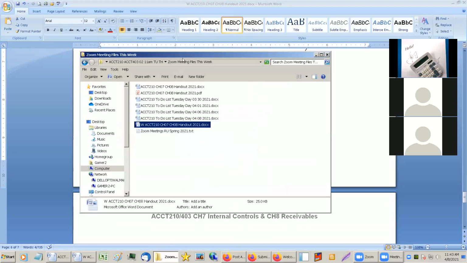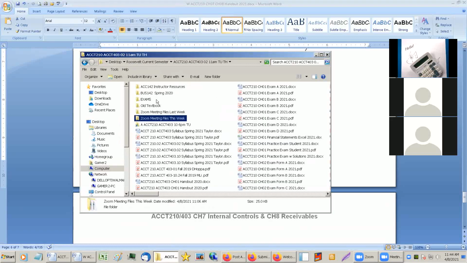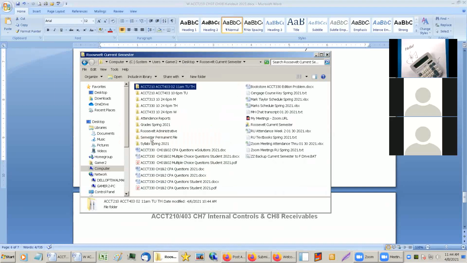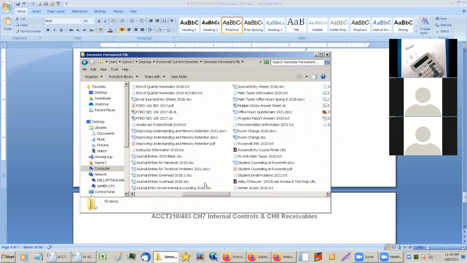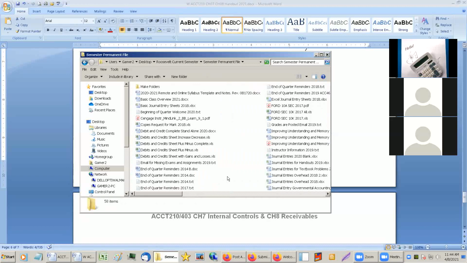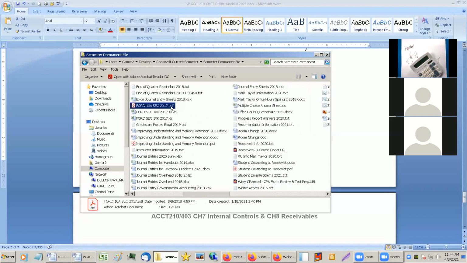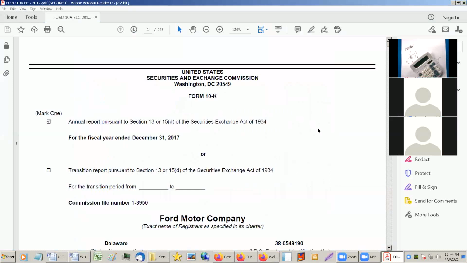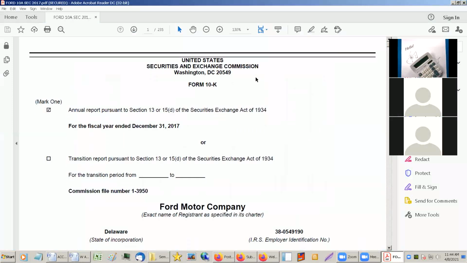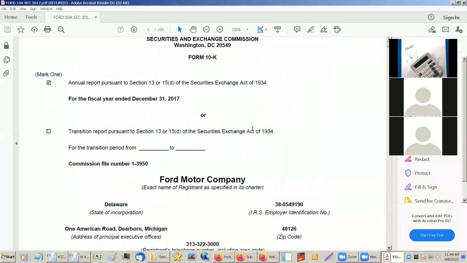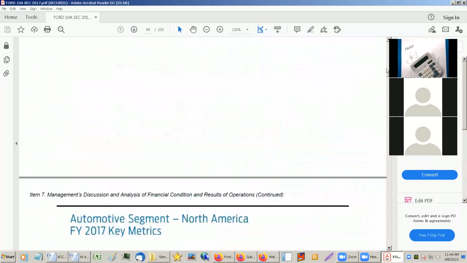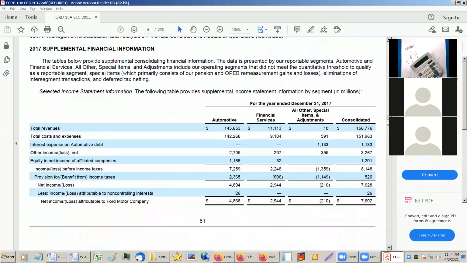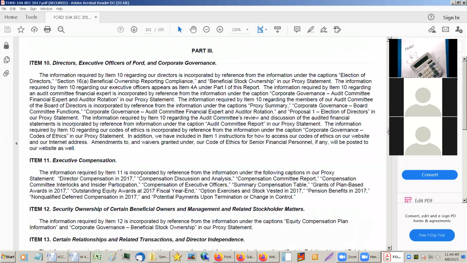Okay, let's show you one thing here. So this is the Ford Motor Company. This is a few years back, this is 2017. I should get a newer one. But anyway, this is what they filed with the Securities and Exchange Commission, which is just a big, powerful government agency.